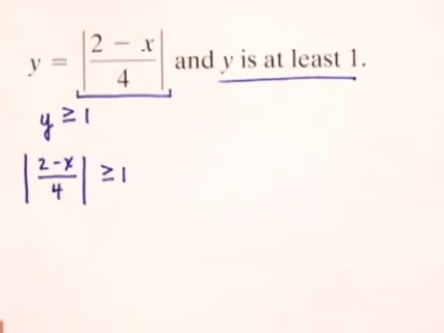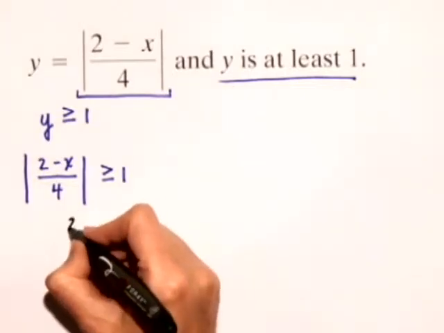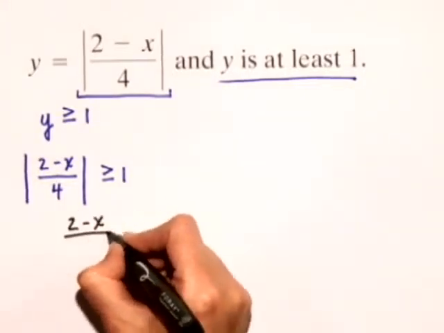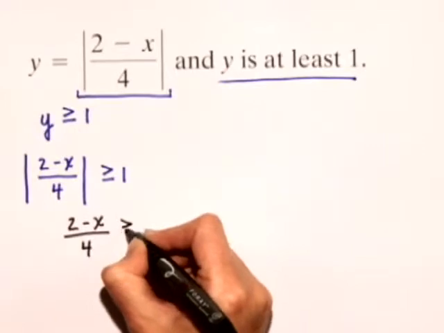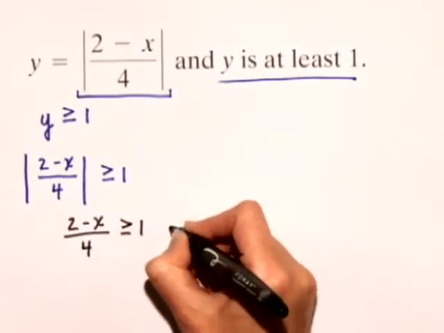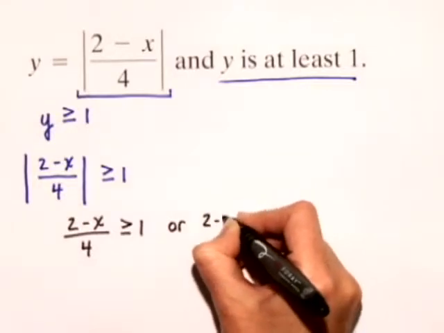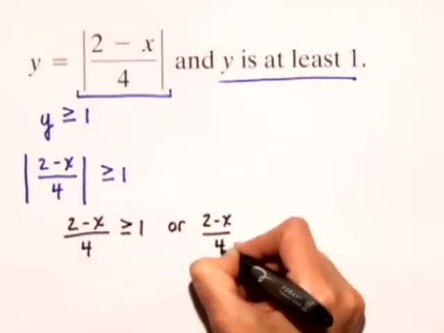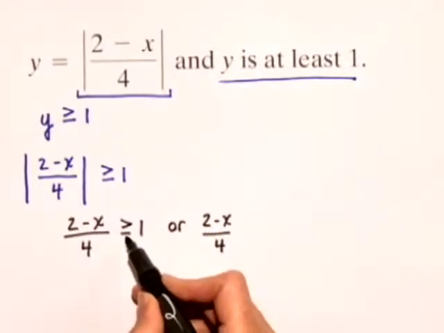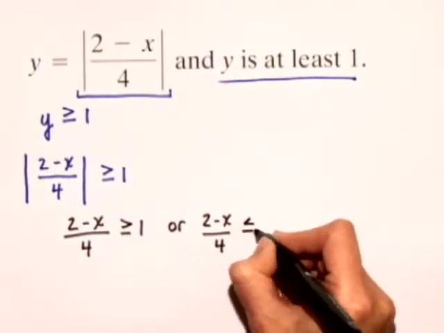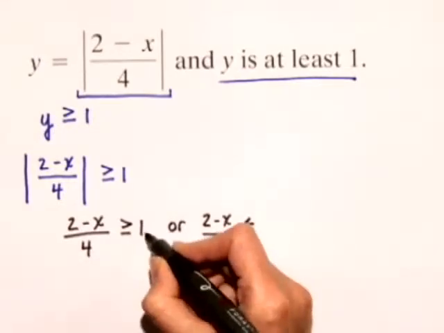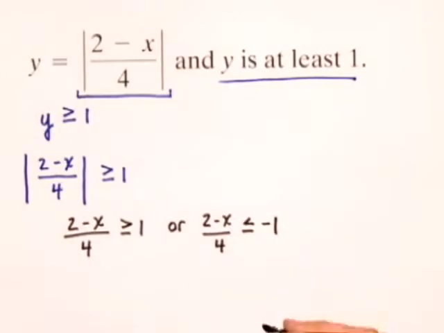The first one is going to be, we'll just have (2 minus x) over 4 is greater than or equal to 1, or the second one is (2 minus x) over 4. We reverse the direction of the inequality, make it less than or equal to, and take the opposite of the right-hand side, negative 1. Now, we need to solve both of these inequalities.